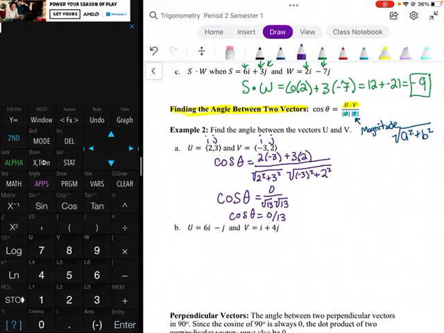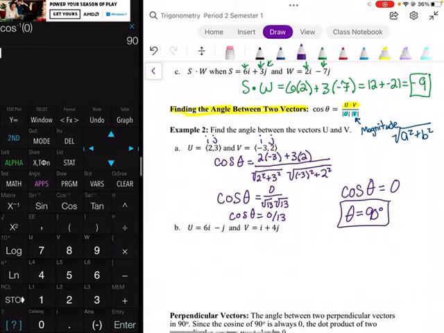So then what we're going to do is find the angle for cosine of theta, where it equals 0. So because 0 is on our unit circle, we can use that to find our value, or we can use our calculator. So if we did the inverse cosine of 0, that would give us 90 degrees. So we know theta is going to equal 90 degrees.